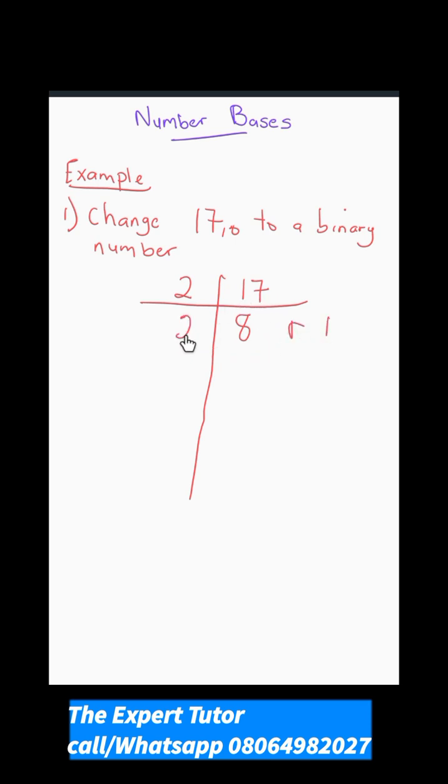I will use 2 again because it's binary. 2 into 8 is 4 remainder 0. There's no remainder here. I will use 2 again. 2 into 4 is 2 remainder 0. And I'll use 2 again. 2 into 2 is 1 remainder 0. Now what am I going to do? I'm going to use 2 again. 2 into 1 cannot work. That will be 0 with remainder 1.